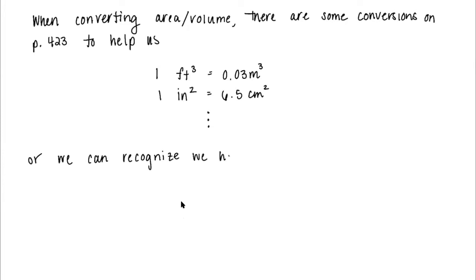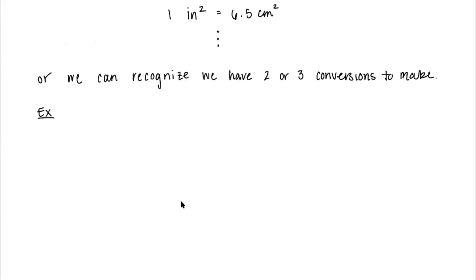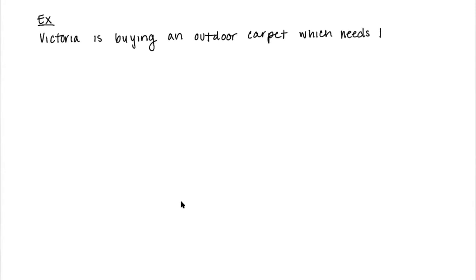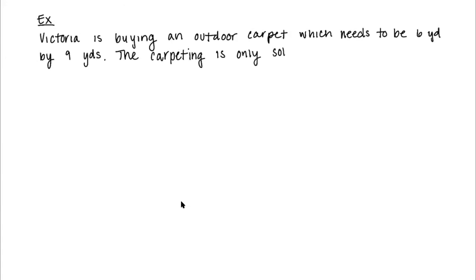we have 2 or 3 conversions to make. I'm going to show you with an example both of these processes. You can pick whichever one you want. Suppose Victoria is buying an outdoor carpet which needs to be 6 yards by 9 yards. The carpeting is only sold in square meters. How many square meters does she need?